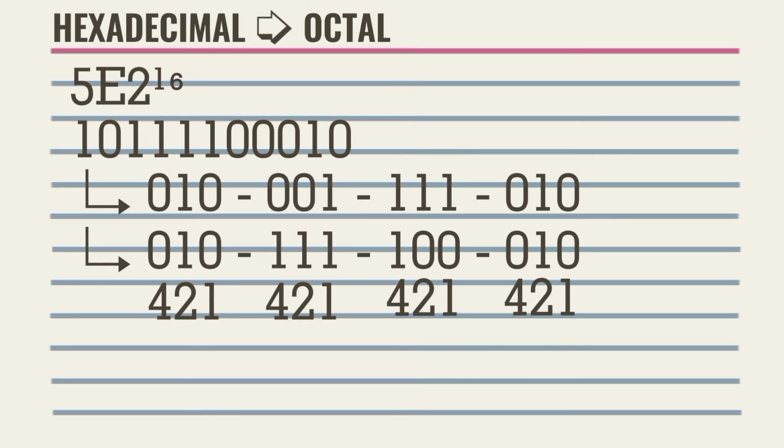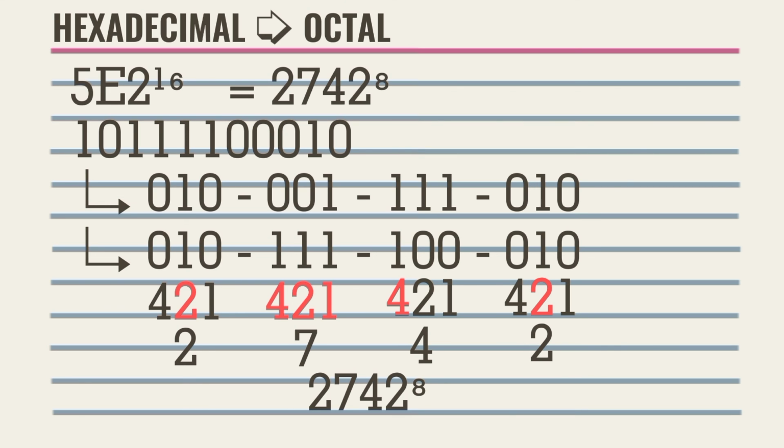Next is to put 4, 2, 1 under each group, then start taking numbers next to ones. In 0, 1, 0, we can only see 2 with 1, therefore we'll be getting 2. Next is 1, 1, 1, means all of them. Add 4, 2, and 1, then we'll get 7. Next is 1, 0, 0. The only number with 1 next to it is 4, therefore we'll be getting 4. Lastly is 0, 1, 0. 2 is the only number next to 1. That's why we will have 2. Next is to put all the results together, and the answer we'll have is 2742 base 8. That means 5E2 base 16 corresponds to 2742 base 8.